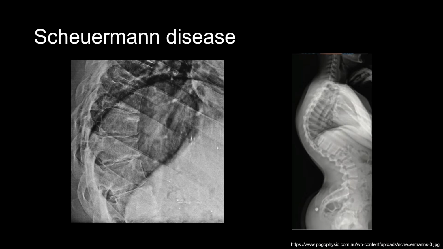Here's an example on the left. You can see that end plate irregularity along with the mild anterior vertebral body wedging, but as it accumulates, you can see it accentuates the thoracic kyphosis. Over here on the right is a fairly extreme example just to illustrate that hyperkyphosis.